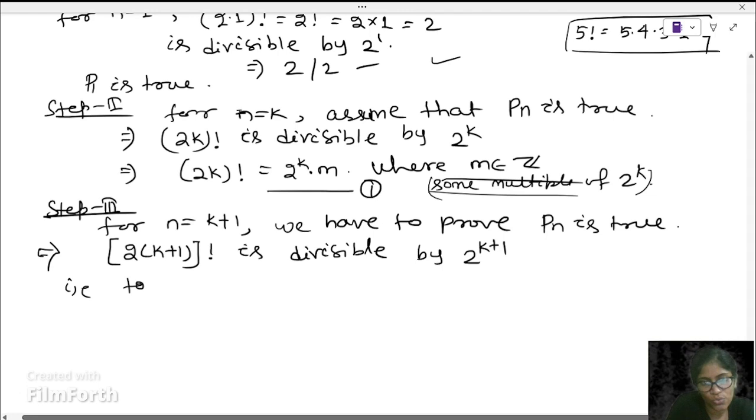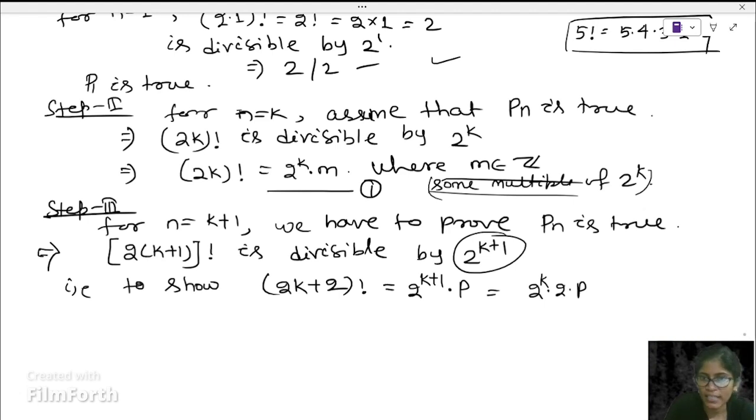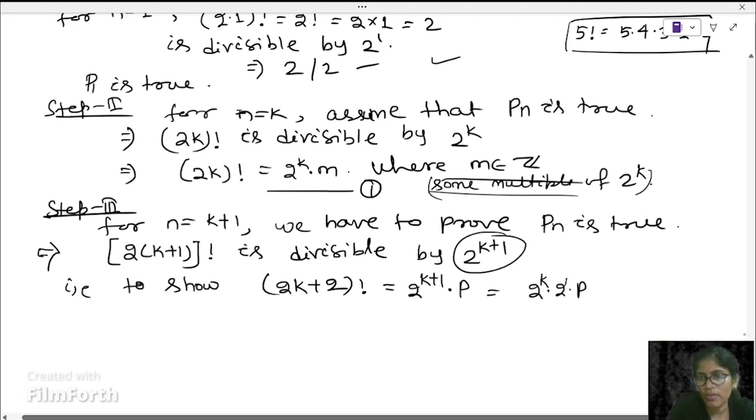Now that is to show 2 into k plus 1, which will be 2k plus 2, 2 into k is 2k, 2 into 1 is 2. Factorial is equal to some multiple of this. That means 2 to the power k plus 1 into p, which is equal to 2 to the power k into 2 into p. Simplifying, 2 to the power k plus 1 equals 2 to the power k into 2 to the power 1.